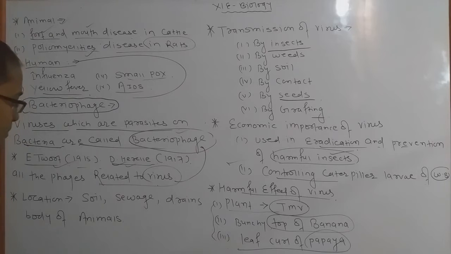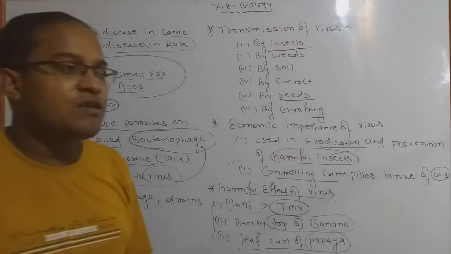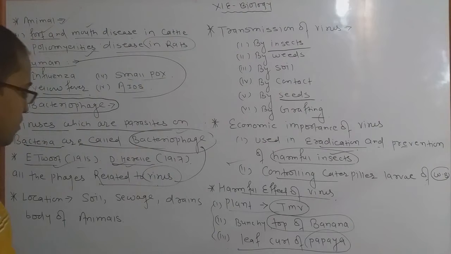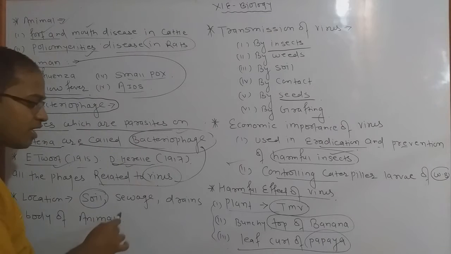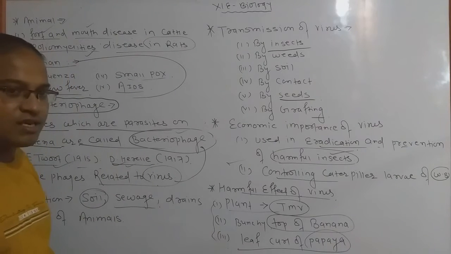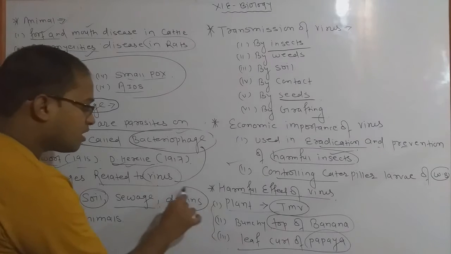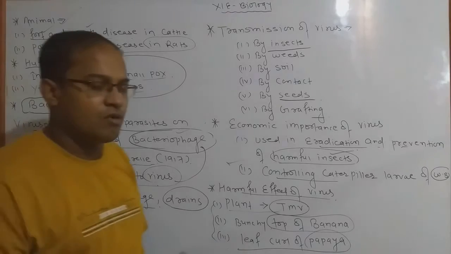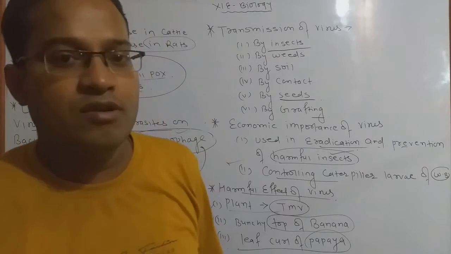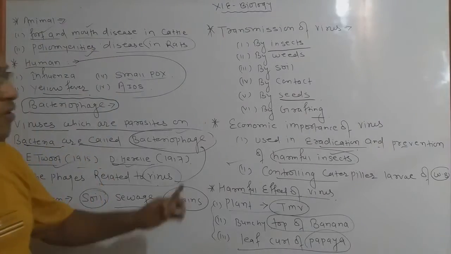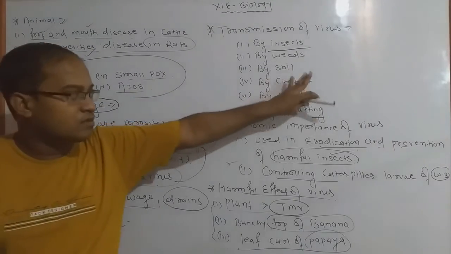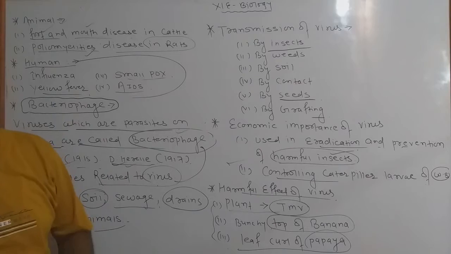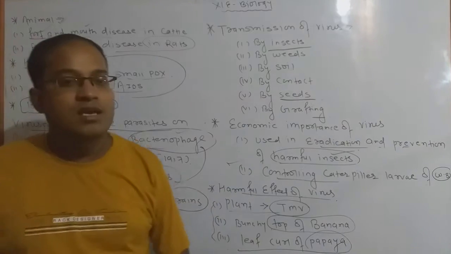Now, coming to the next part, the location of bacteriophage. Where can we see that bacteriophages are there? So bacteriophage location: in soil होते हैं, sewage, we know that is dirty contaminated water, and drains में होते हैं जो flowing waters होते हैं, and body of animals, और भी बहुत सारे vegetables और बहुत सारे जगह पे generally bacteriophage देखने को मिलते हैं. So apart from that, take a look at a small diagram of bacteriophage. Then we will discuss the last part of today's class, and that is viroids.